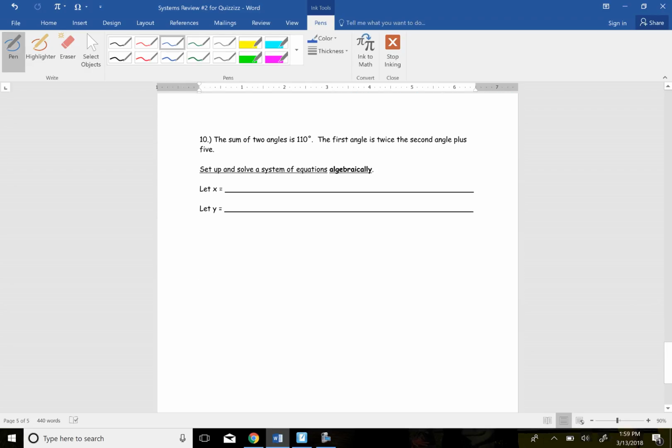So if you read this, the sum of 2 angles is 110 degrees. The first angle is twice the second angle plus 5. So what's unknown? The first angle and the second angle's measure. So I can say x is going to be the measure of the first angle, and then y would be the measure of the second angle.